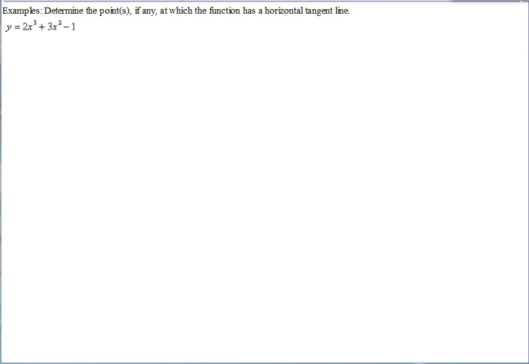Finally, let's take a look at determining the points, if any, at which the function has a horizontal tangent line. So what this means is, here's your f of x, and here's your point of tangency, just like that. That's the horizontal tangent line. One thing you know for sure is the slope is 0.